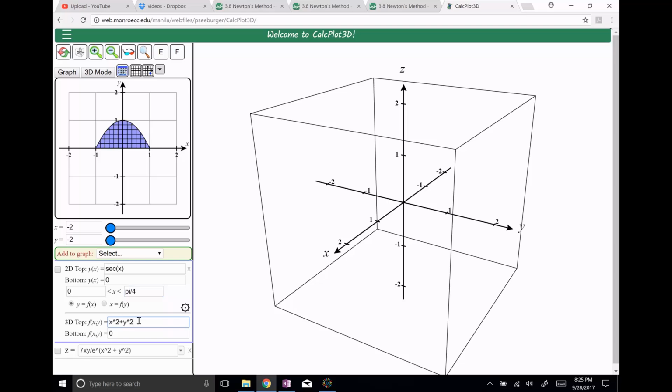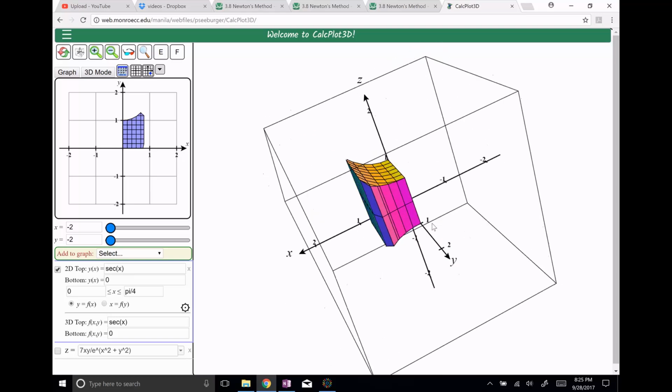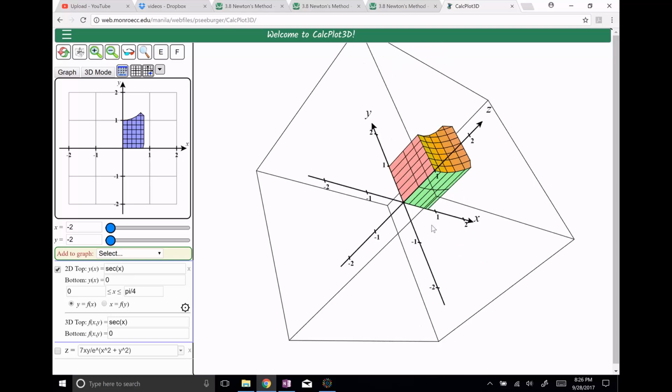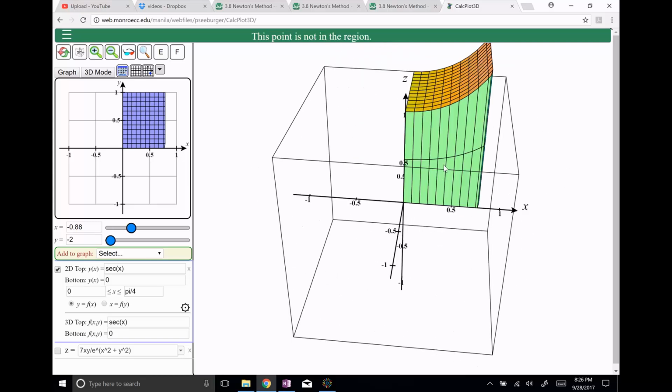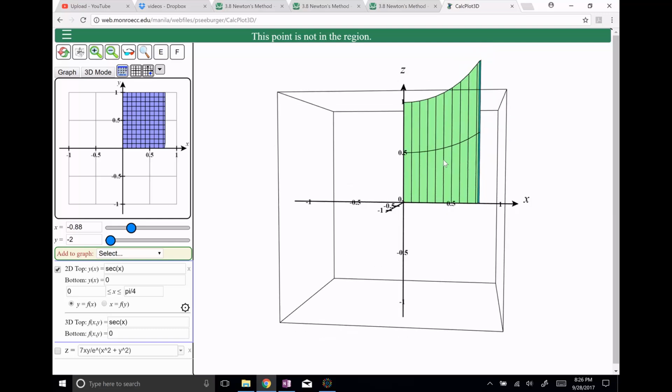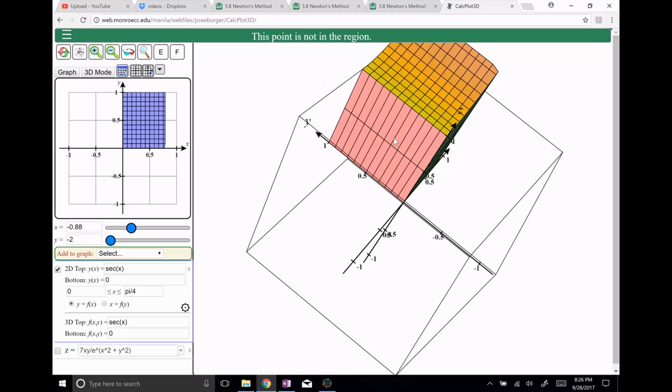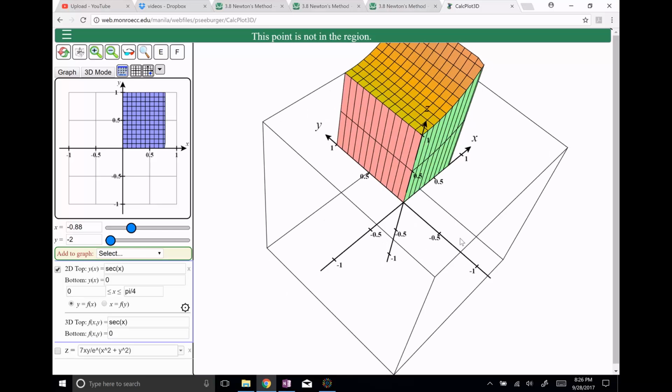My 3D top in this case is just the function secant of x, and the bottom is still 0. Let's sketch this really quick, and we can see this looks quite a lot like the region that we had in the picture, so that's good. If we rotate this around, we can see this is what our region looks like right here. I zoomed in a little bit more. Here's our region, and the claim is the volume of this region would be 1.